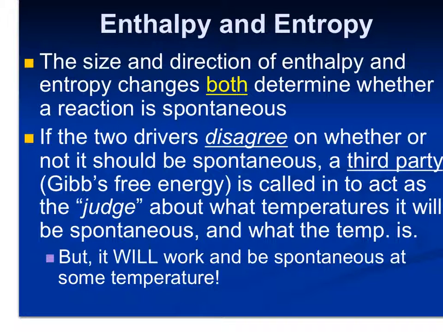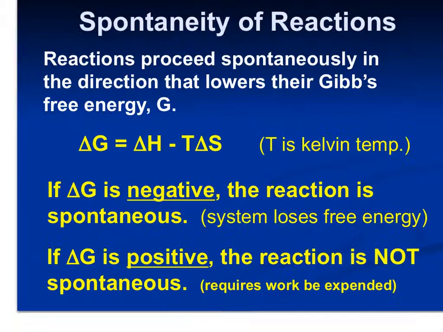So we have something called Gibbs Free Energy, and there's a calculation we can do with this. The size and direction of enthalpy and entropy change both determine whether a reaction is going to be spontaneous. If the 2 drivers disagree on whether or not it should be spontaneous, a third party, Gibbs Free Energy, is called in to act as the judge about what temperature it will be spontaneous and what that temperature is. But it will work and it will be spontaneous at some temperature.